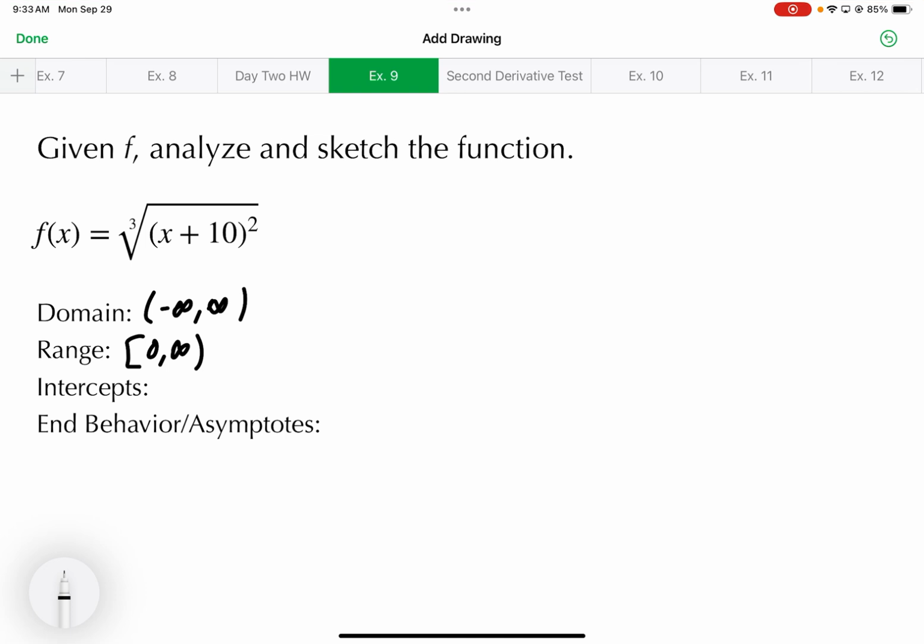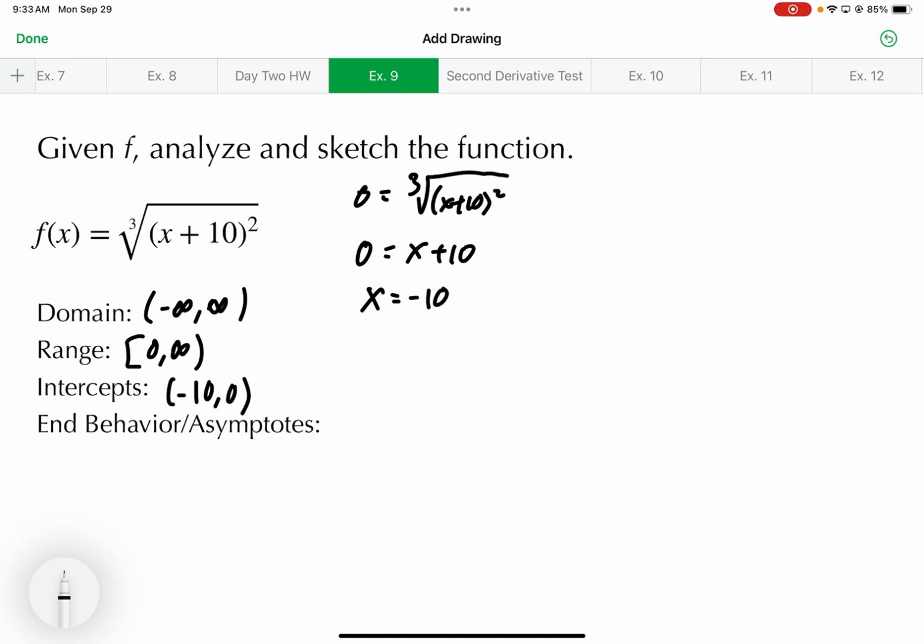All right, let's do intercepts. I want to find both my x-intercepts and my y-intercepts. So if I set it equal to 0, what would I get? I'd cube both sides, I'd take the square root. You would still get 0 on the left side, equals x plus 10. So subtract 10 from both sides, and I would get x equals negative 10. So I have an x-intercept at (negative 10, 0).